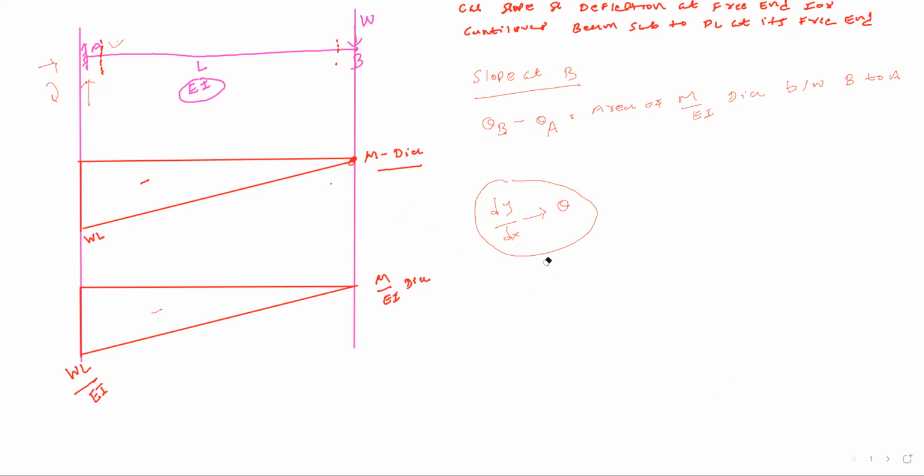So can I say that if I want to calculate slope or deflection at point B, I will start from point B and go till point A? Okay, so theta B minus theta A is equal to area of M by EI diagram between B to A. So now can anyone tell me what is the value of theta A in this equation?